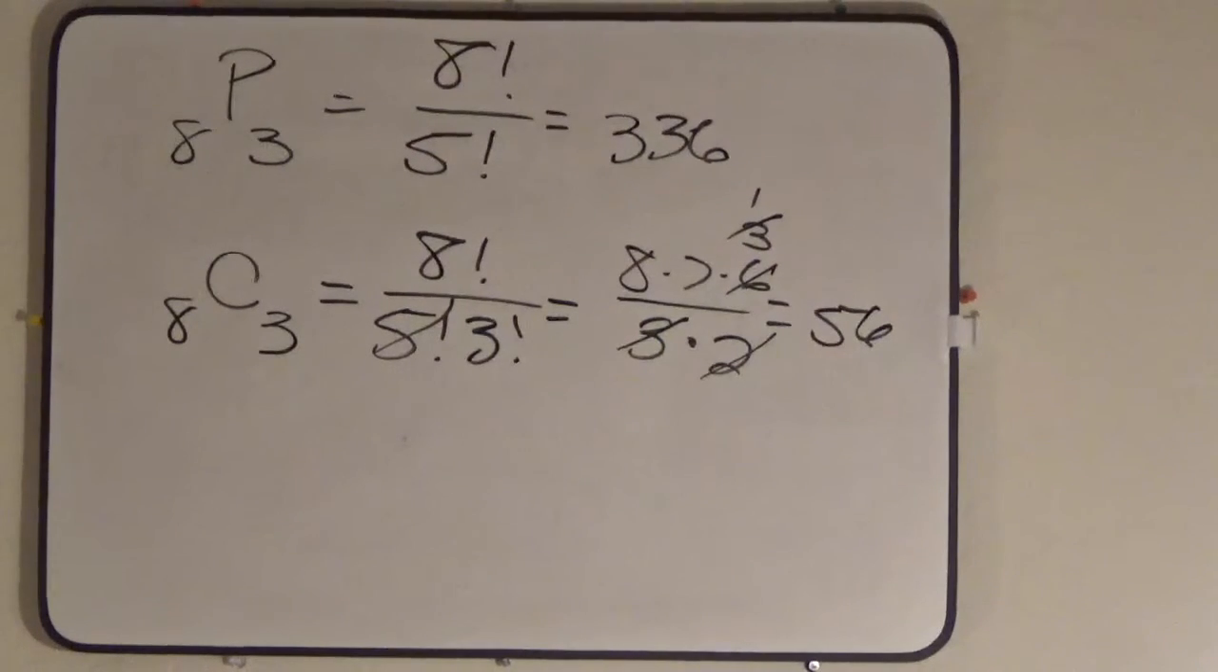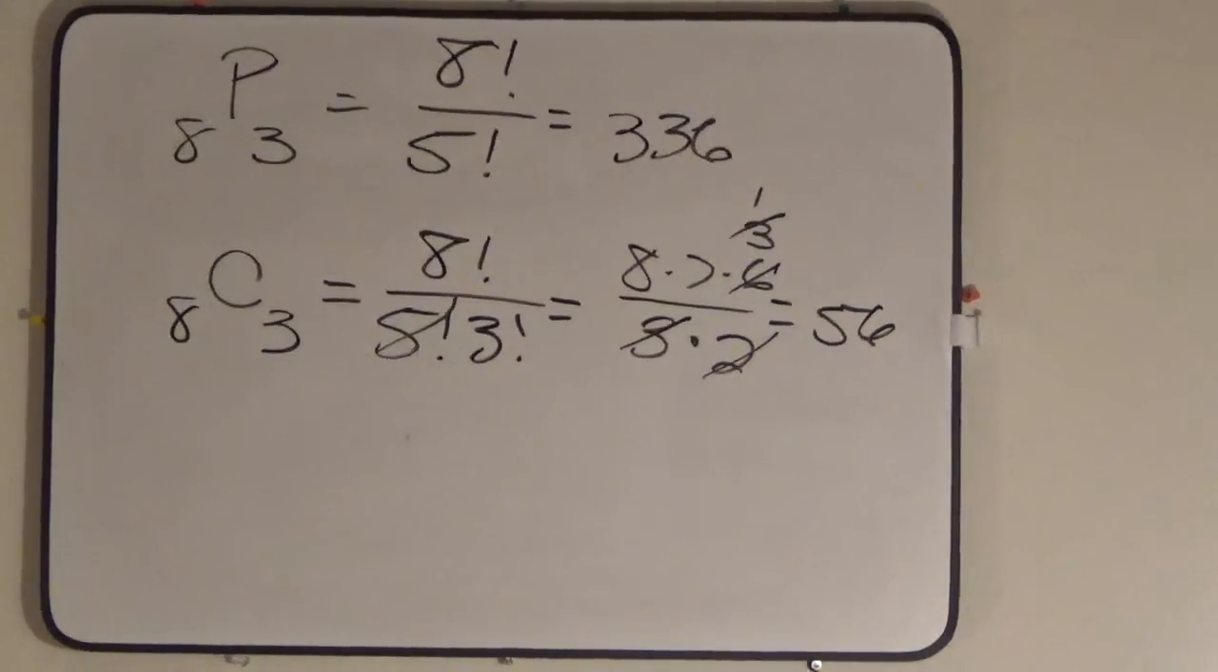56 ways in which you can select 3 members out of 8. Now, do you guys see the difference between permutation and combination with the same numbers? It's quite a difference, okay? But anyway, that's how combinations and permutations work.